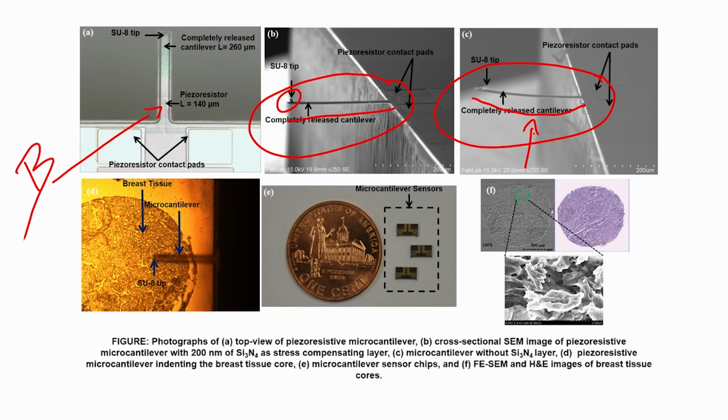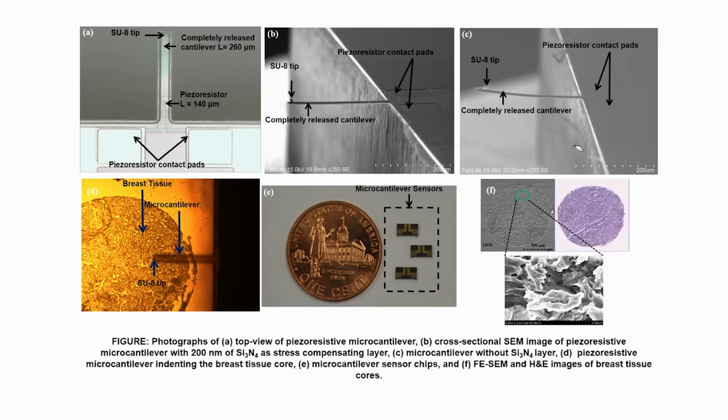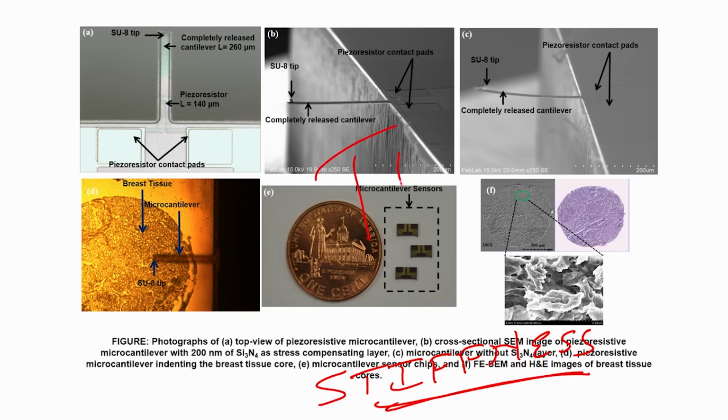And then we will see how we can use this micro cantilever for several applications, including understanding the stiffness of the tissue. Which kind of tissue? Any tissue. If I take the tissue from the breast during a biopsy, I can understand the elasticity of the breast tissue. That is why I am showing breast tissue here.